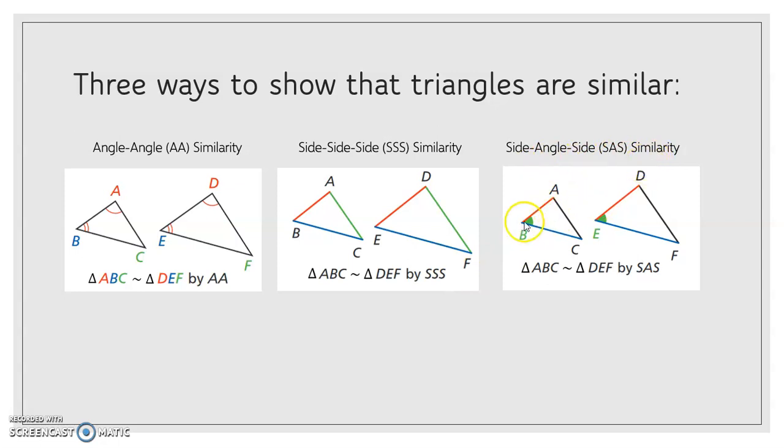The last one we have is side-angle-side similarity. In this one, I have to show that the red sides are proportional and the blue sides are proportional and the two green angles are congruent. If all three of those things are true, that means that these two triangles are similar by side-angle-side similarity. So let's take a look at an example.